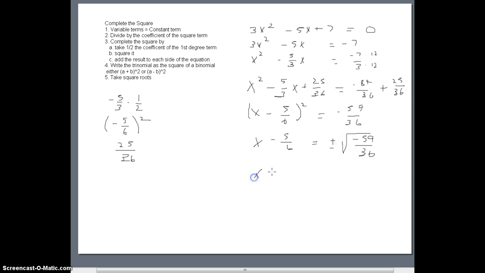So this one is an imaginary. That would be i square root of 59. And the square root of 36 is 6. Then we can add the 5/6 to the other side of the equation. There are other forms that are acceptable, but this is one acceptable form for our answer.